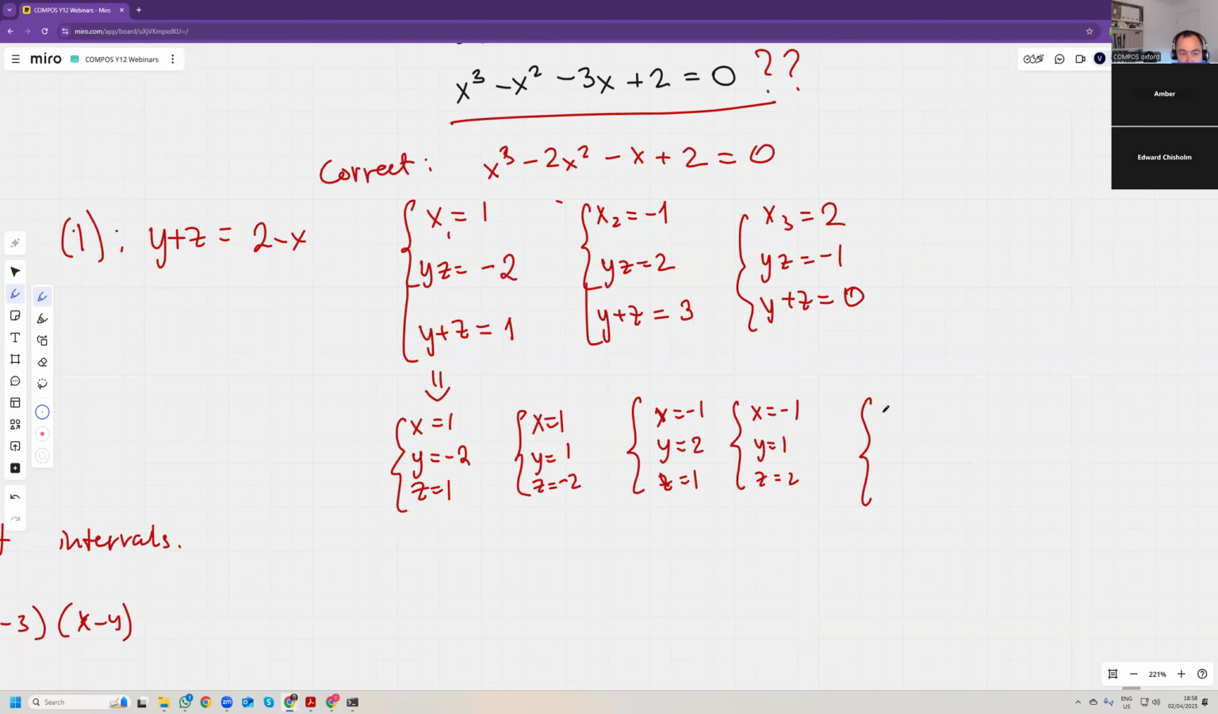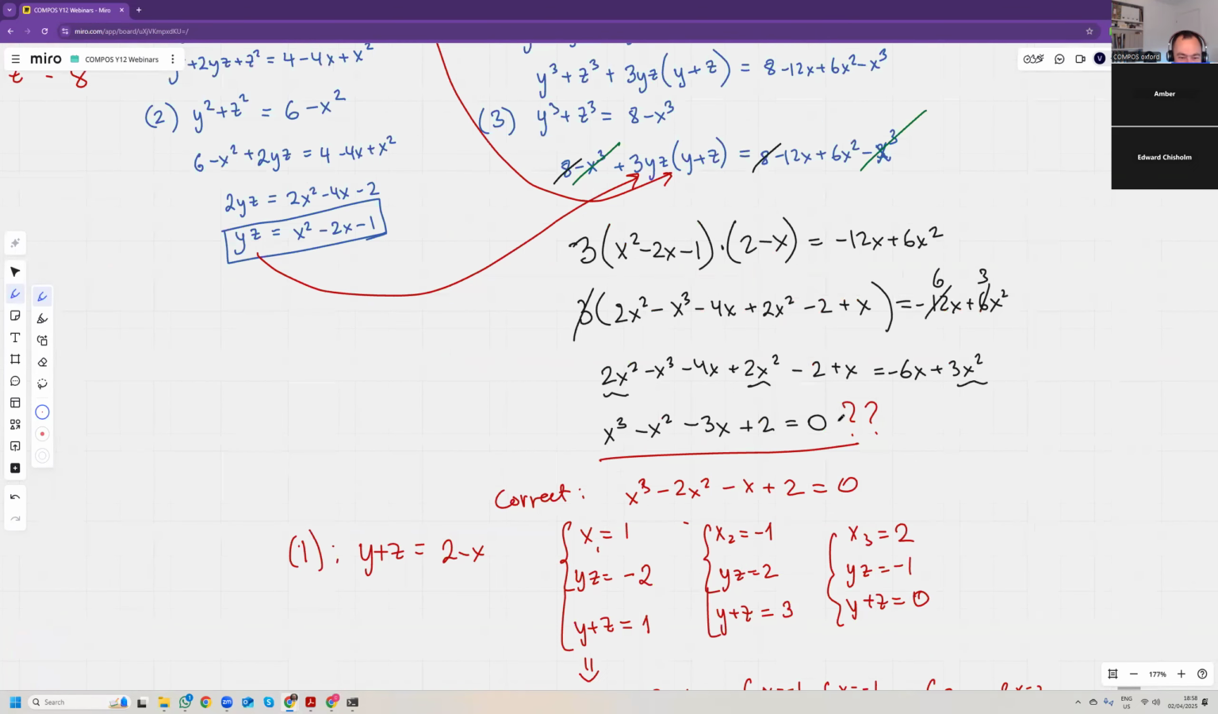So the last one, we have x equals 2, y equals, so minus 1, they multiply to minus 1 and they add to 0. So that's minus 1 and 1. And z equals minus 1. And finally, x equals 2, y equals minus 1, and z equals 1. Now, a very similar question is in the assignment, so I hope you paid attention.